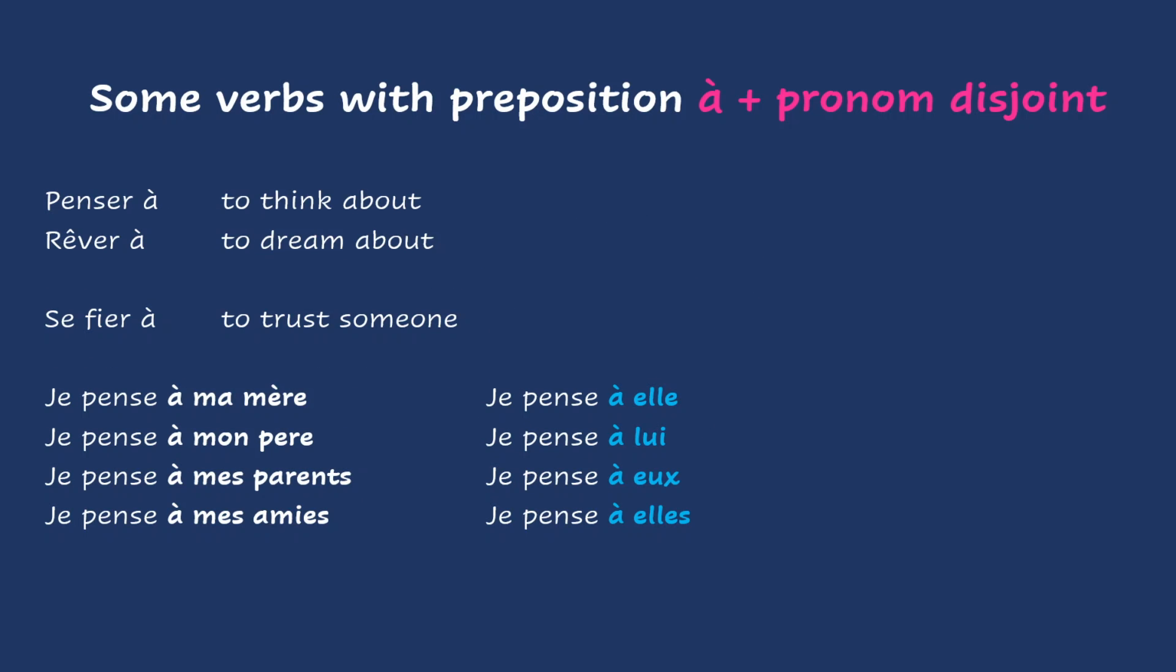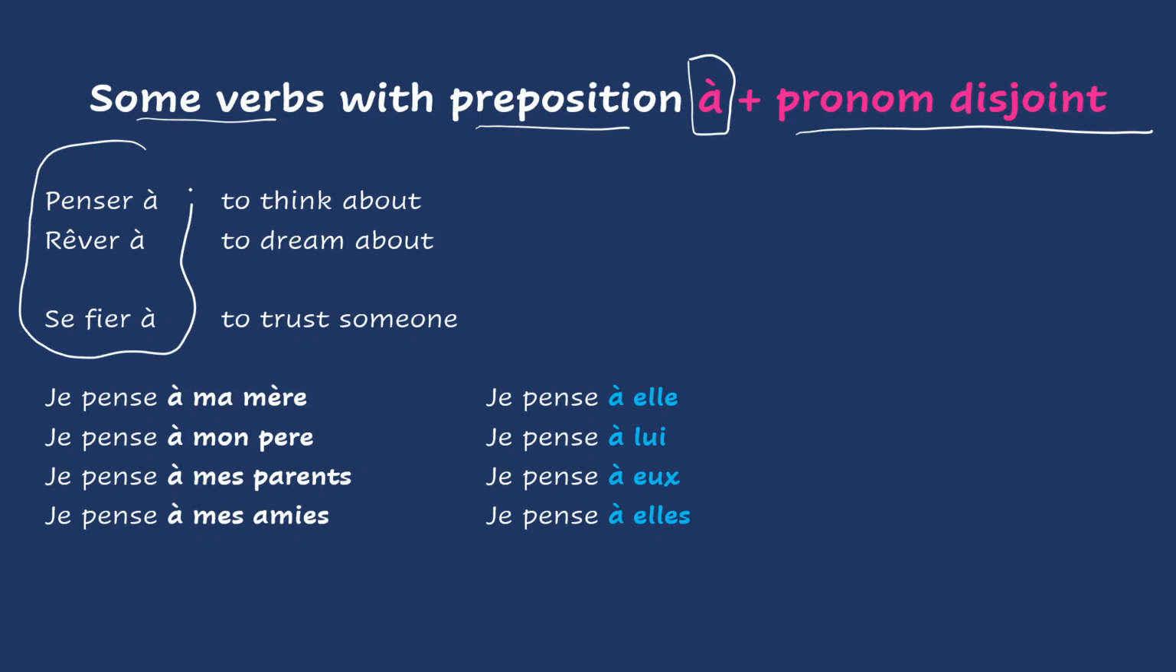You do have a few exceptions here with some verbs. You have more verbs, around 20 verbs, but I only chose 3 here, the ones that you may encounter. Some verbs that build with the preposition à won't take an indirect object pronoun, they will take a pronom disjoint. Try to remember those 3 verbs, or at least penser à, because they're very useful. Penser à, to think about, rêver à, to dream about, and se fier à, to trust someone. As I said, there are other verbs, but I'm just giving you 3 here in case you encounter them.